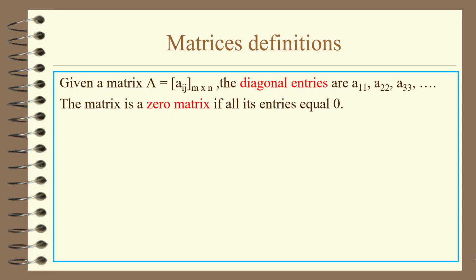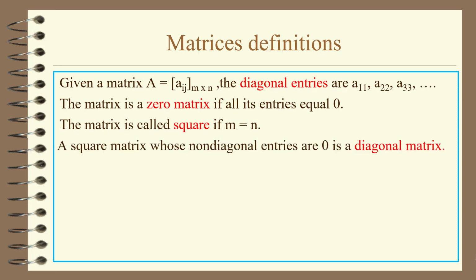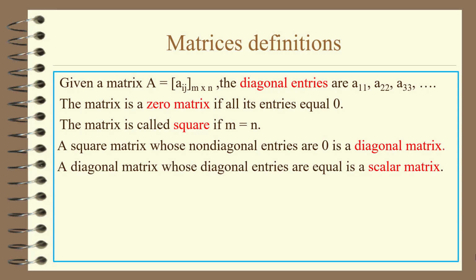Now, if you have a matrix where all the entries are 0, again, it doesn't matter what the size is, that's called a 0 matrix. But that means there's also an infinite number of 0 matrices, so you can't say the 0 matrix, it's just one of them. A matrix is called square if the number of rows equals the number of columns. Any square matrix whose non-diagonal entries are 0 is called a diagonal matrix. Any diagonal matrix whose diagonal entries are all equal is called a scalar matrix.